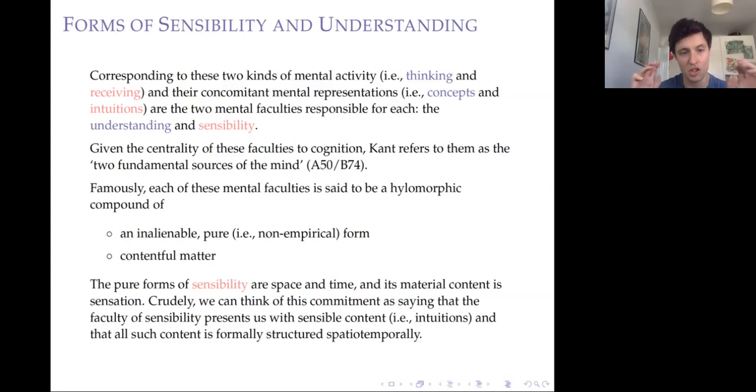Kant sometimes calls these the two fundamental sources of the mind. Each of them is a hylomorphic compound of a pure, that's to say non-empirical, form and some kind of matter, or content, as Kant sometimes calls it. So famously, the forms of sensibility are space and time. The material content of sensibility is sensation. Roughly, this is the idea that we're given sensible content, which is structured in a formal way, spatiotemporally.